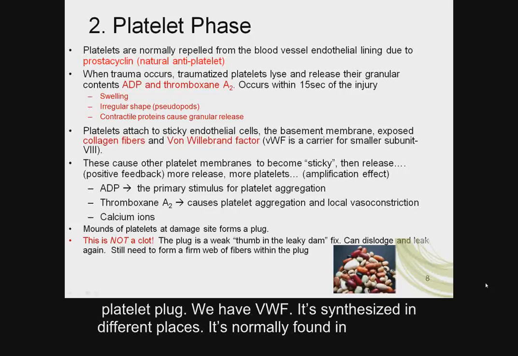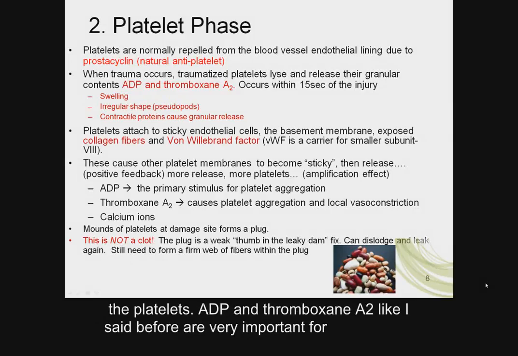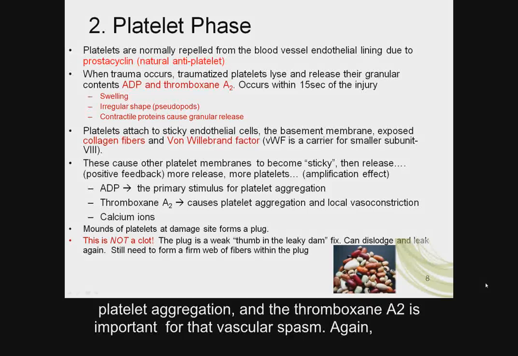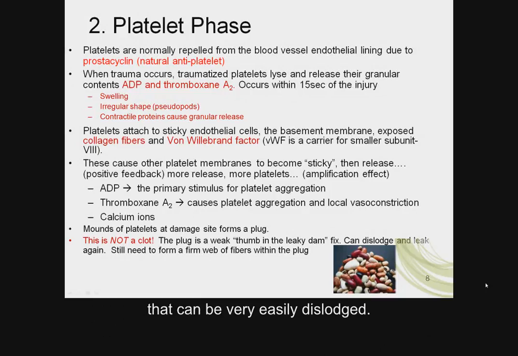We have von Willebrand factor. It's synthesized in different places. It's normally found in the plasma. It's made by endothelial cells. We also have some von Willebrand factor that's actually in the platelets. ADP and thromboxane A2, like I said before, are very important for platelet aggregation, and the thromboxane A2 is important for that vascular spasm. Again, at the end of the platelet phase, we do not have a clot. We simply have a platelet plug that can be very easily dislodged.